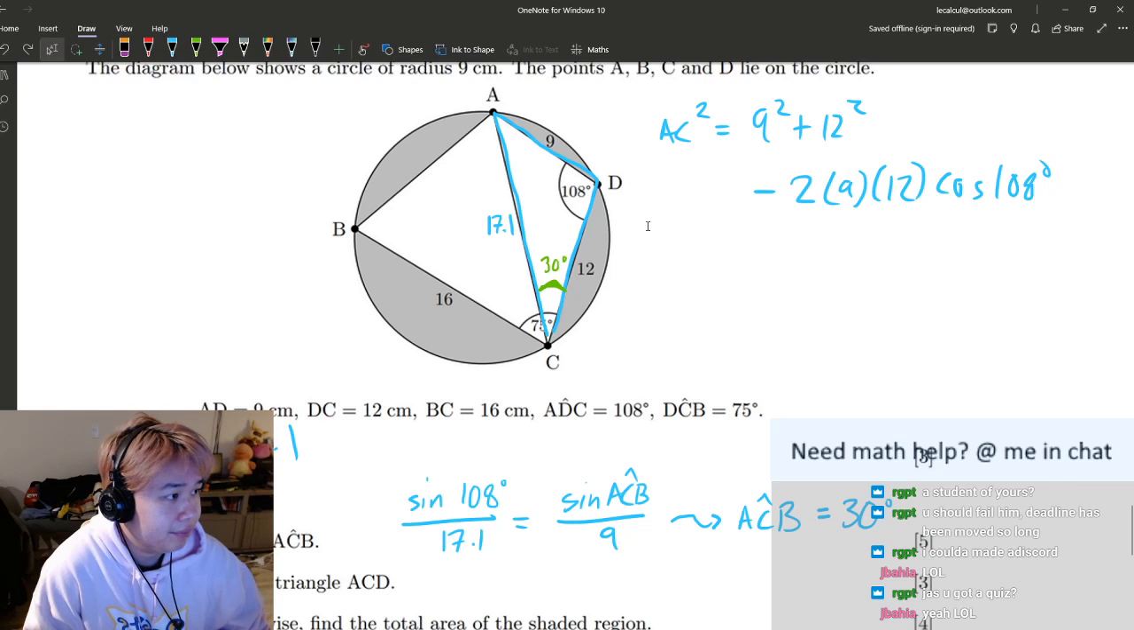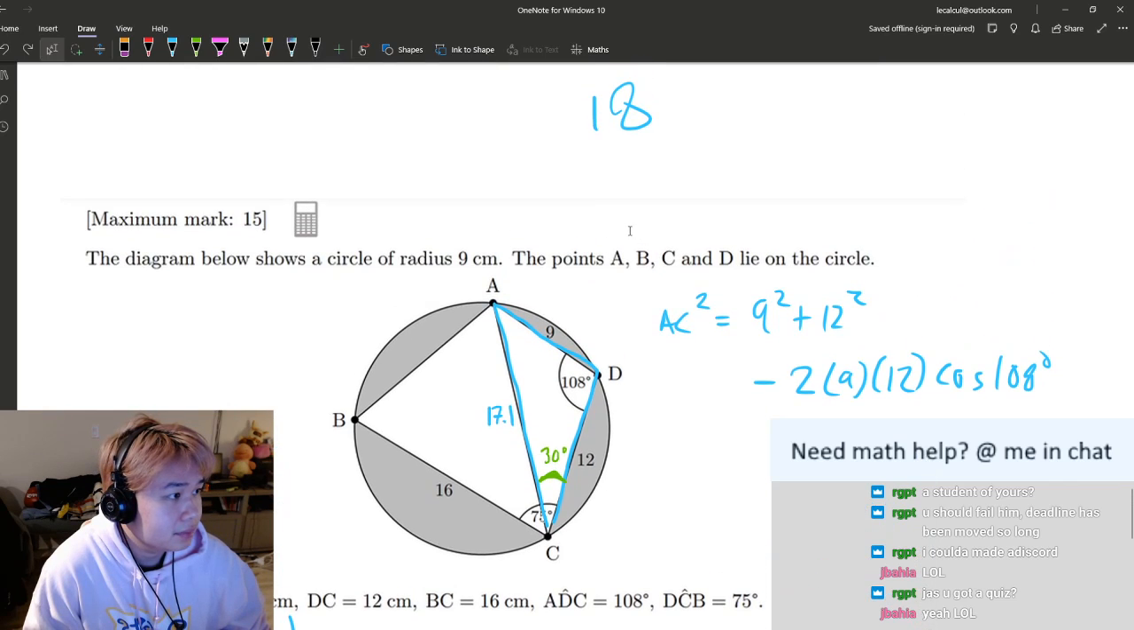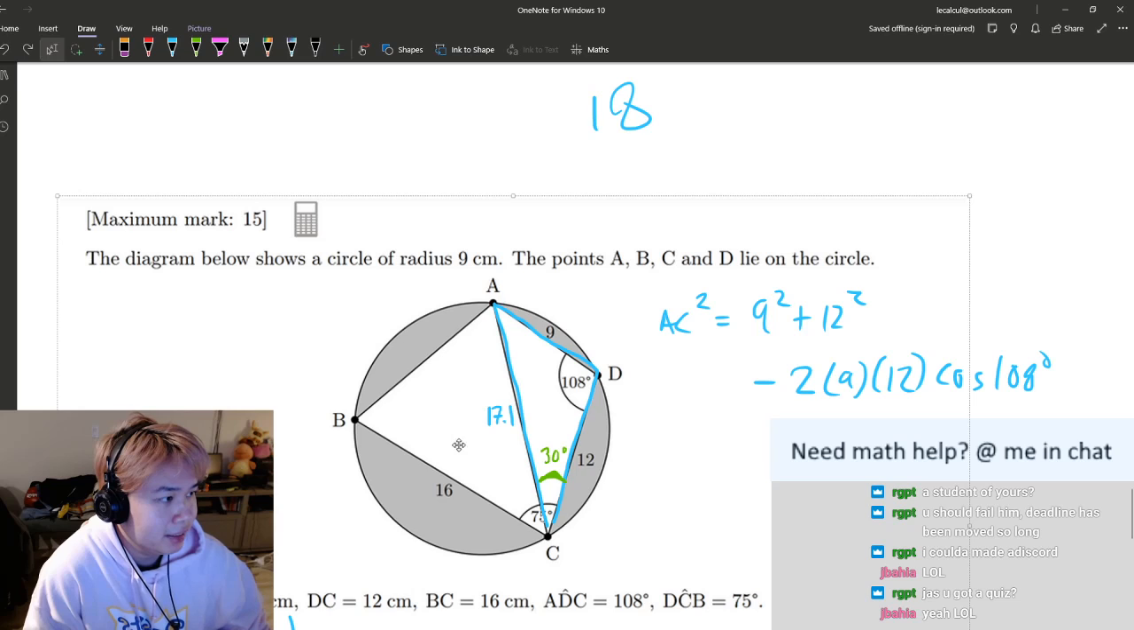Okay. Oh, okay. They do tell us the radius of the circle. So we just need to take the area of the circle and then subtract the two triangles. We already found the area of one triangle, and I just need to find the area of this triangle.